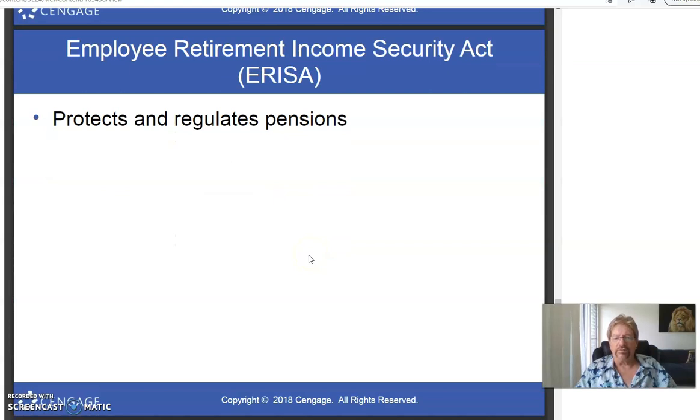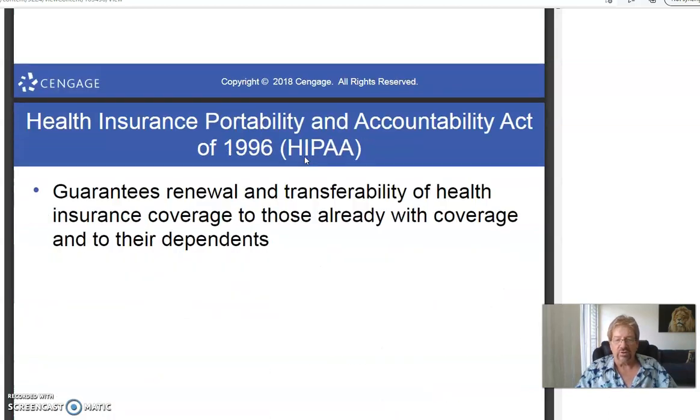Employee Retirement Income Security Act. I don't know anything about this, guys, but people who work for a company and have a pension build up there hopefully have something to protect it. I hope so. That's horrible.